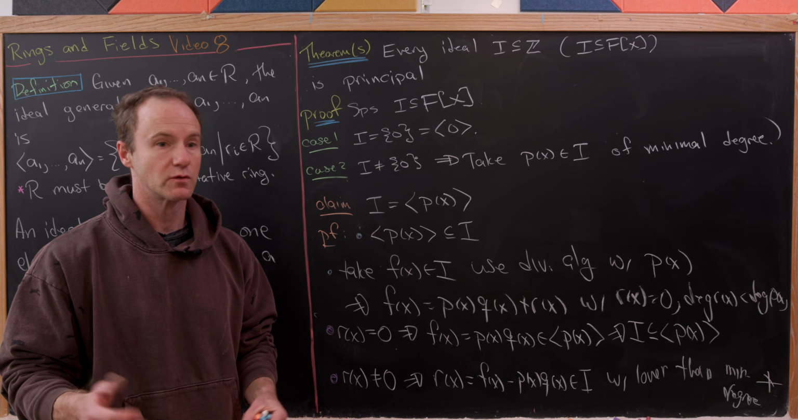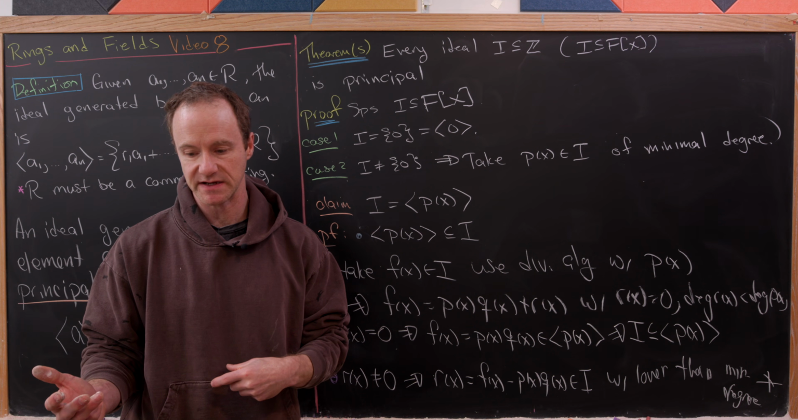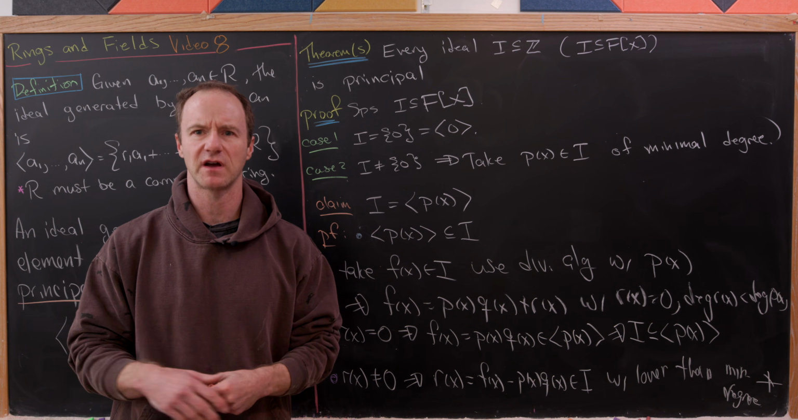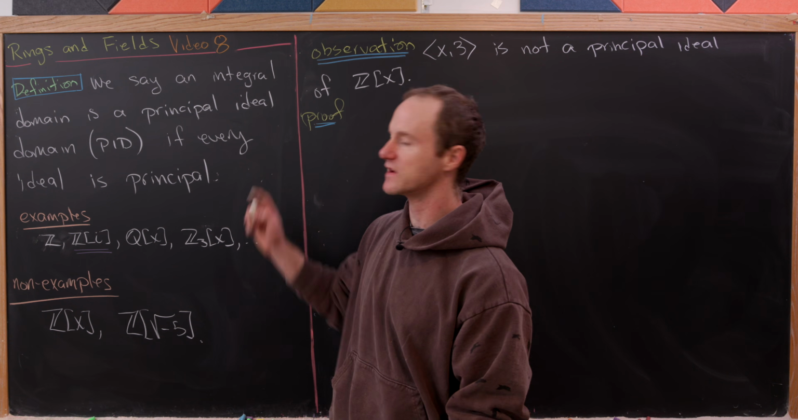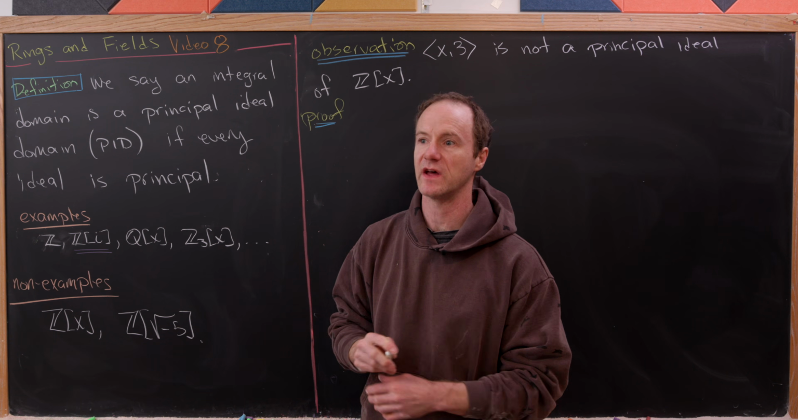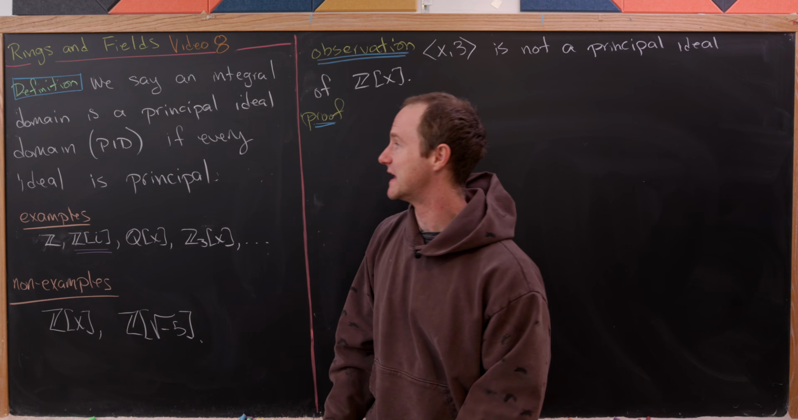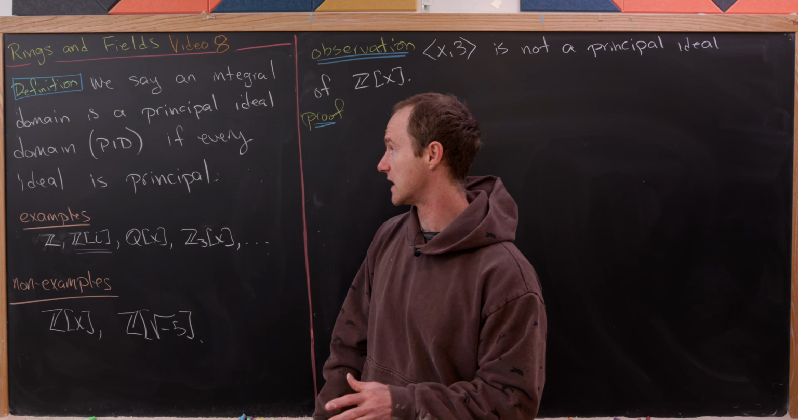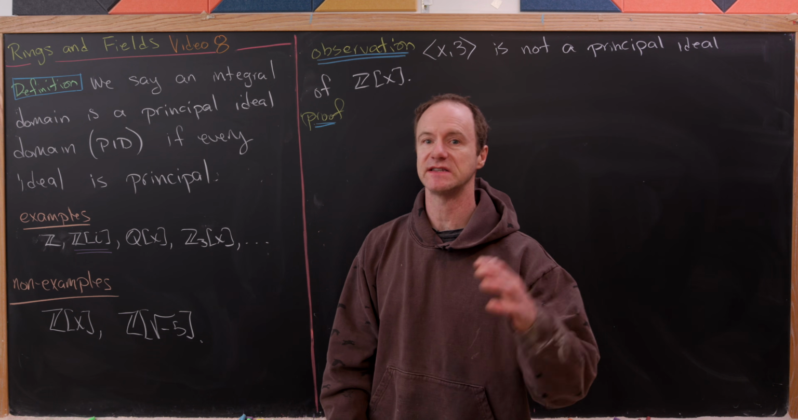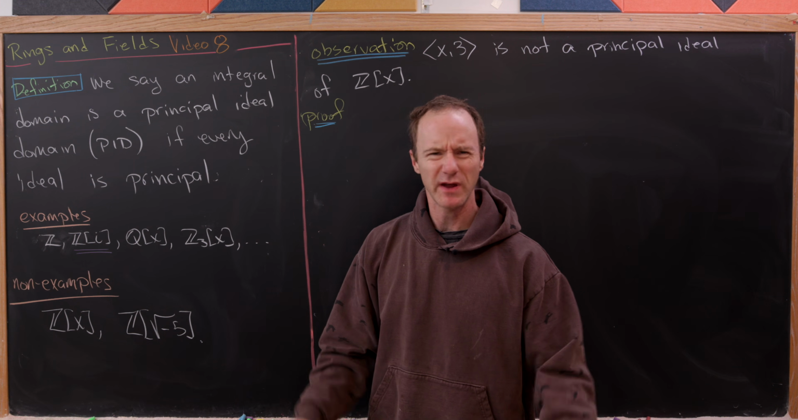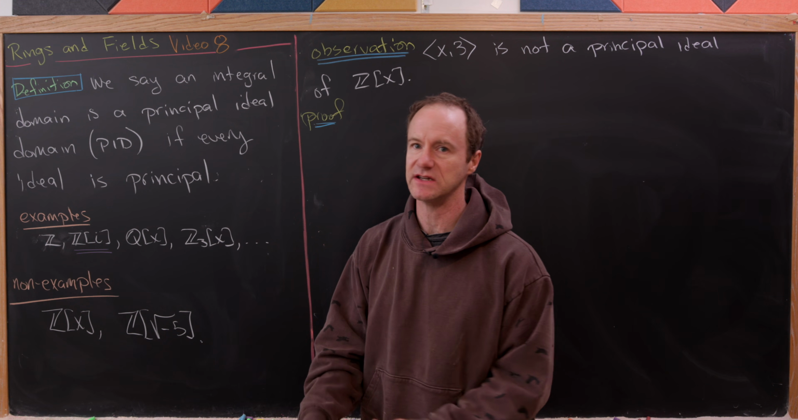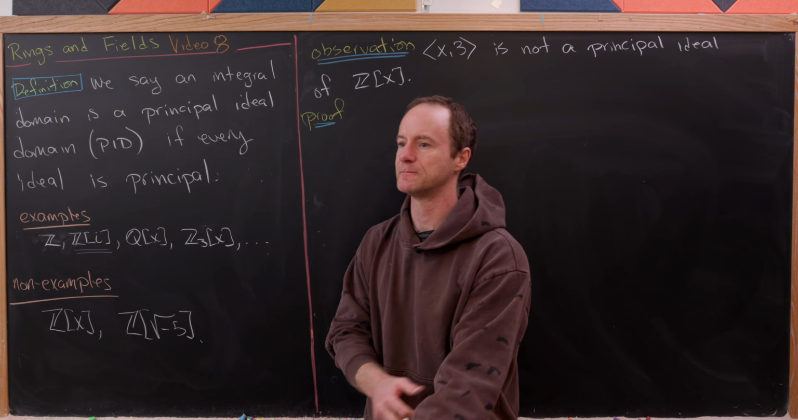Okay, so now that we've shown these two nice rings only have principal ideals, let's give a definition to rings that only have principal ideals, and then finish it off with a couple of examples. Okay, so here's our definition that we were flirting with during our last result. We say an integral domain is a principal ideal domain if every ideal is a principal ideal. And we often shorten a principal ideal domain to PID.